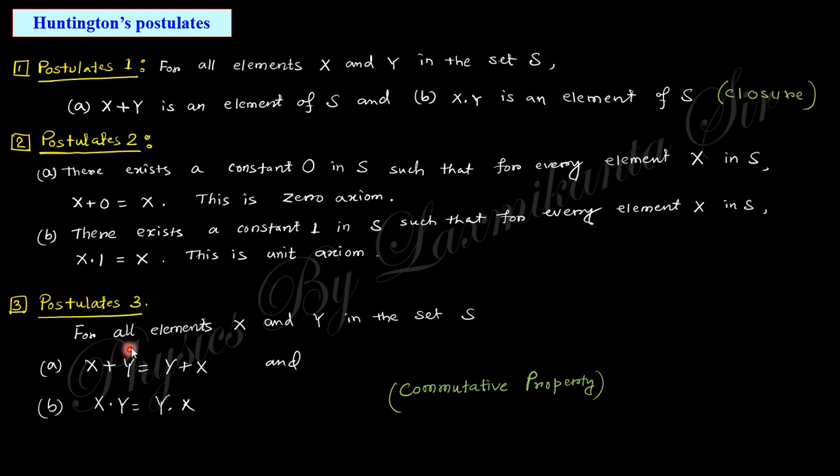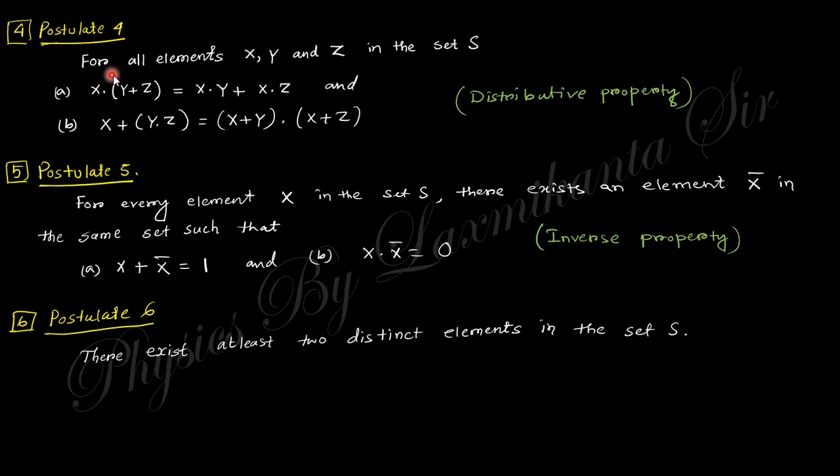Postulate number 3, that is the commutative property: x plus y equals y plus x, or x into y equals y into x. Next postulate is known as the distributive property, that is x into (y plus z) is nothing but x into y plus x into z. And then x plus (y into z) is (x plus y) into (x plus z). This is the distributive property.